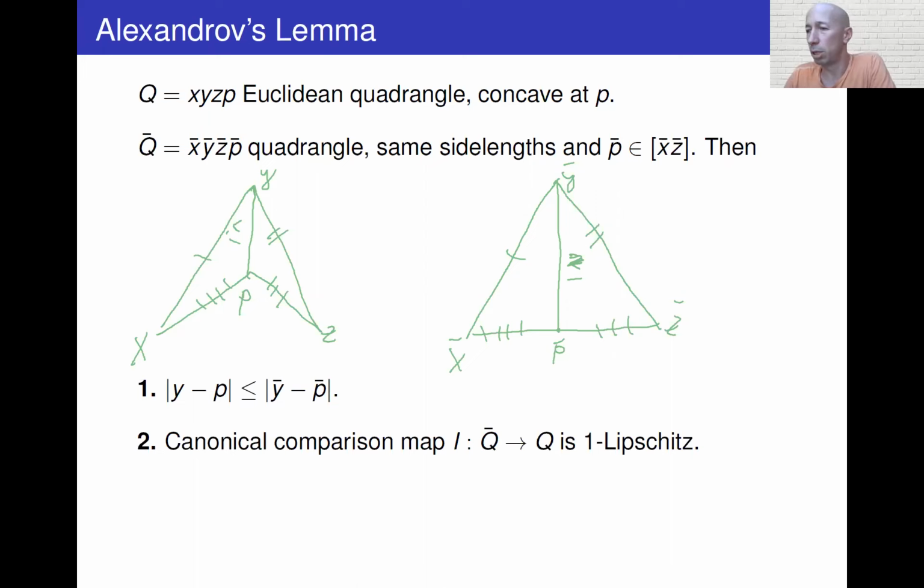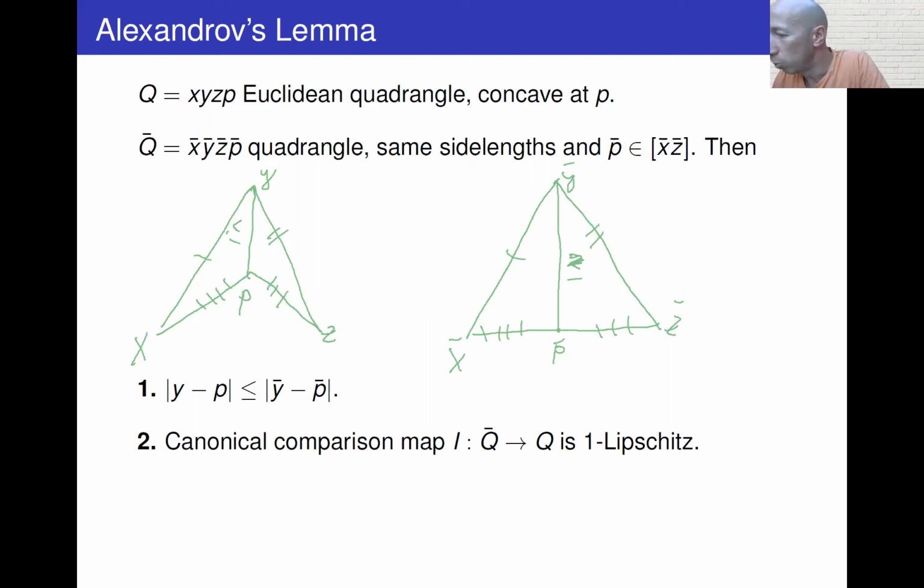So we have a canonical map from the degenerate quadrangle on the right to the degenerate quadrangle on the left. And here by quadrangle, I just mean the boundary. So we have the map which sends x bar to x, y bar to y, and so on, and the segments to the segments. And the statement is that this map is one Lipschitz.